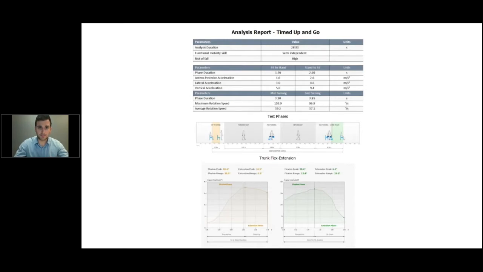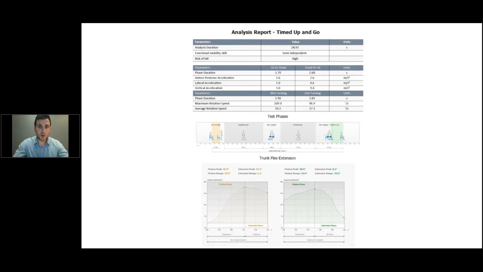As we can see, it's possible to obtain the Timed Up and Go total duration, the first line called analysis duration, and a risk of fall assessment. This index is based on cutoff scores presented in the literature on the Timed Up and Go total time. A functional mobility skill is also provided, again based on cutoff scores present in the literature on the total time.